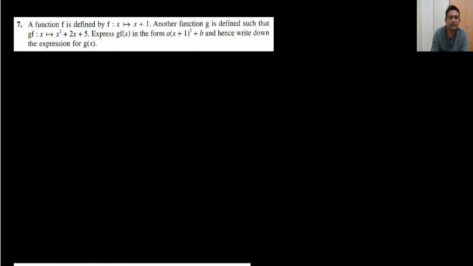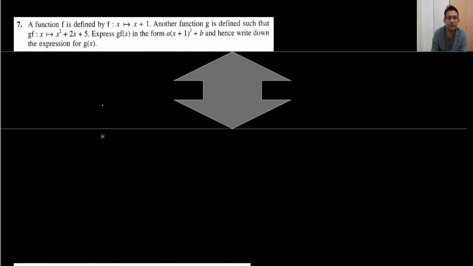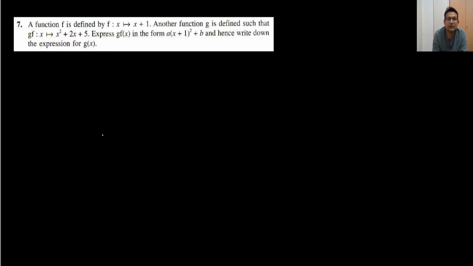Question number 7. We have the function f of x, and another function g in the question. This is gf, not only g. So first of all, express gf in this form, and hence write down the value of g. This is a very good part, so I'm doing this part first. gf is already given in the question. Express this in this form, the complete square form.